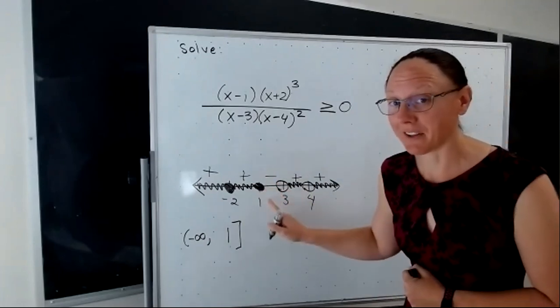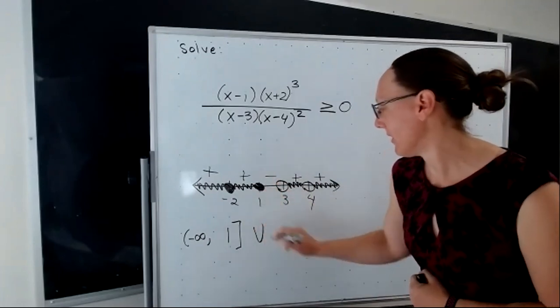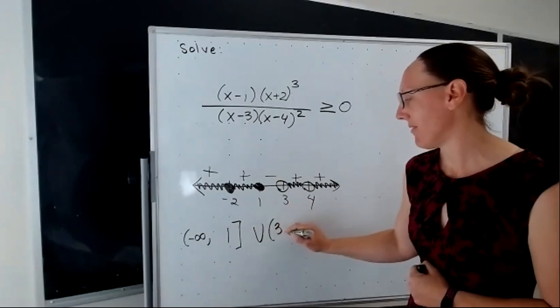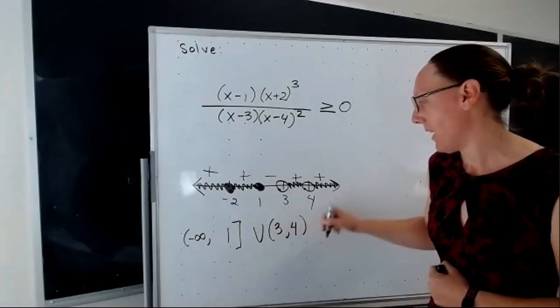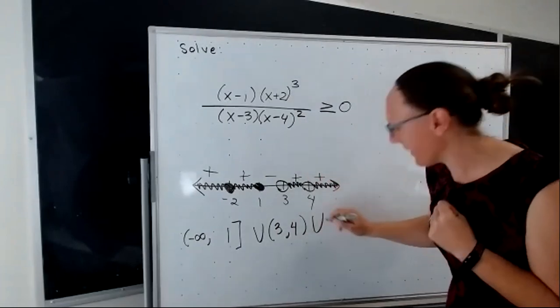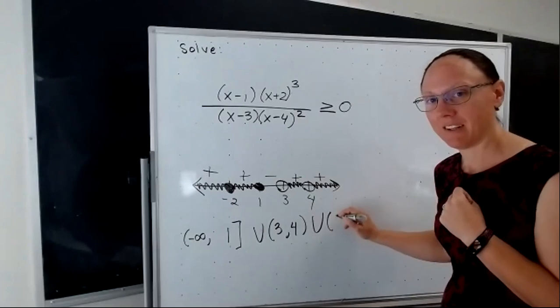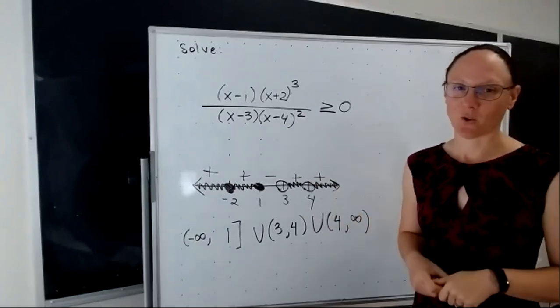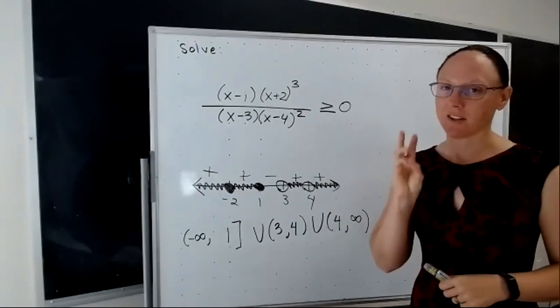Then we are going to take a little piece out here and go from 3 to 4. And even though there's only a single point that we took out, we did take a little point out. And now we're going from 4 to +infinity. So there are 2 unions, not 3.